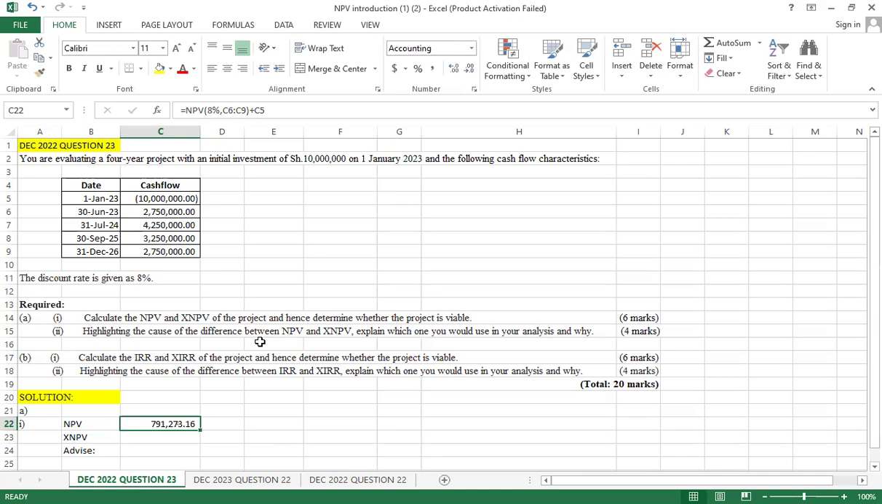I think I have a question. Yes, Chanel. So we just selected NPV at 8%, and then we chose that range from C6 to C9. Does that have anything to do with the years? Has it considered the period, like January 30th, 2023, July? Does NPV not consider the periods? Okay. NPV does not take into account these dates, okay?